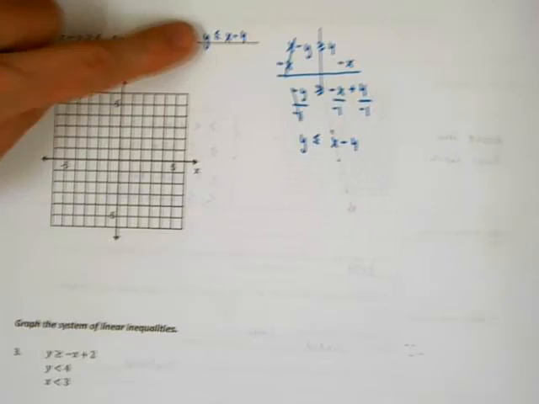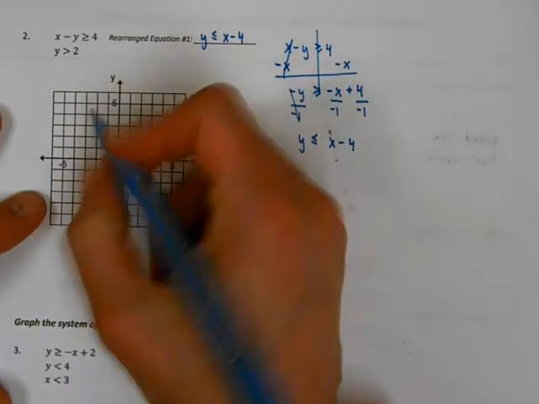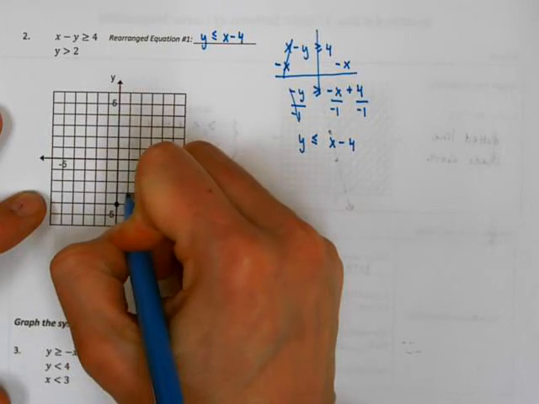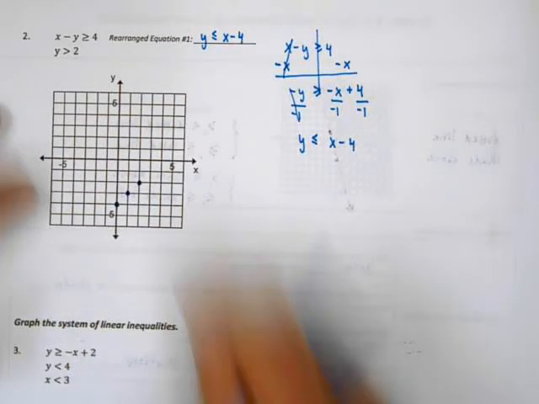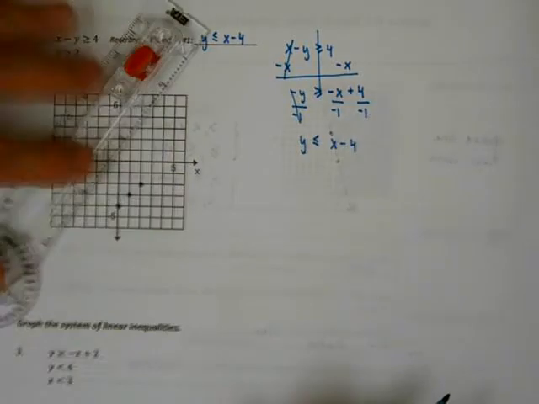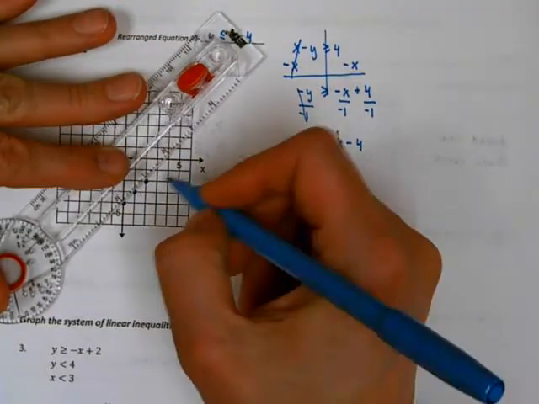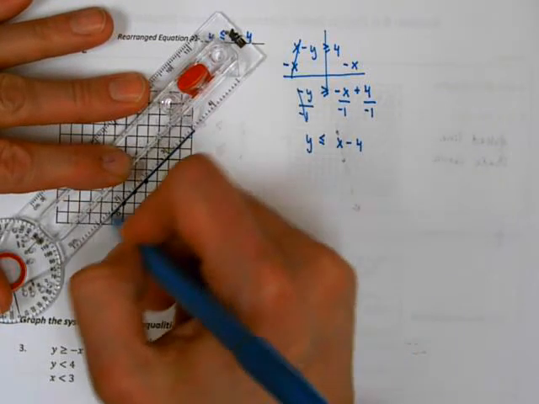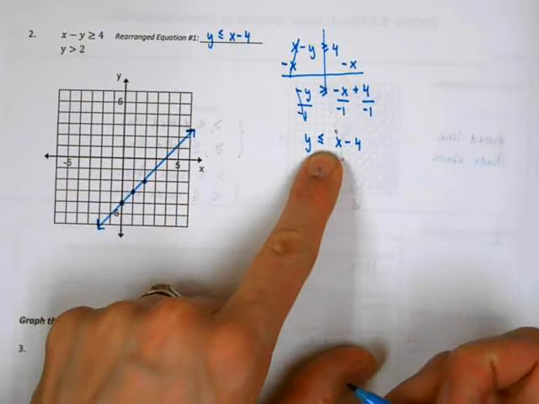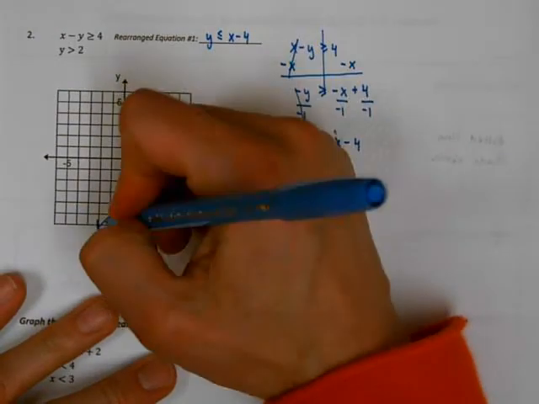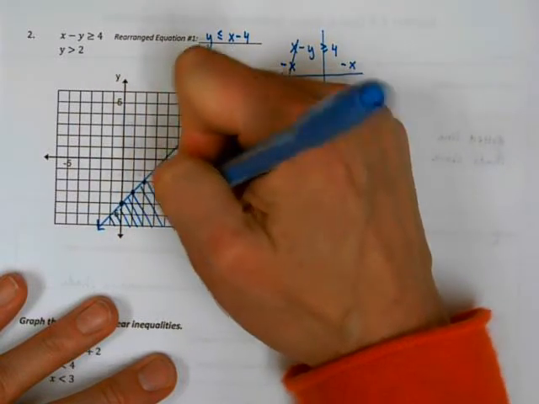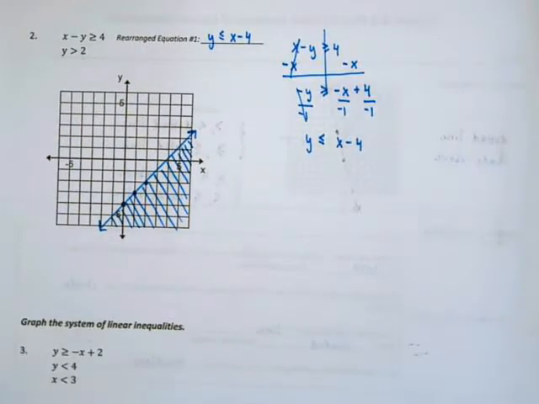So if I graph that one first, I have a y-intercept that's negative 4. My slope is 1, so it's up 1 over 1. Since it's less than or equal to, I'm going to use a solid line here. And then now, because I'm less than or equal to, I am going to shade below that line. So just this portion of the graph.